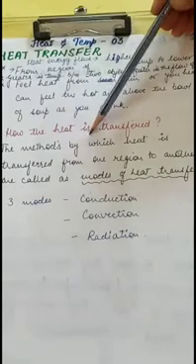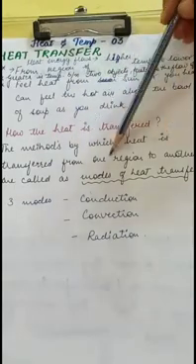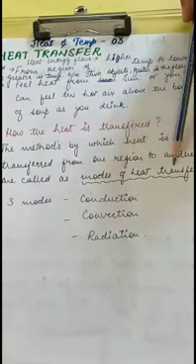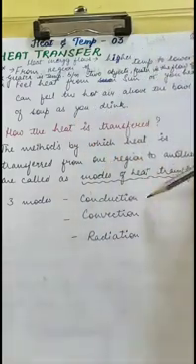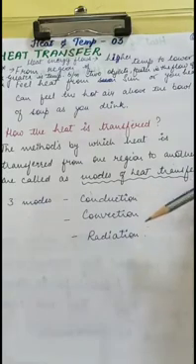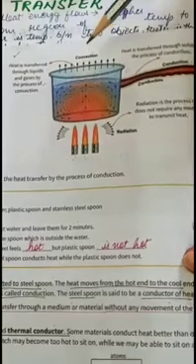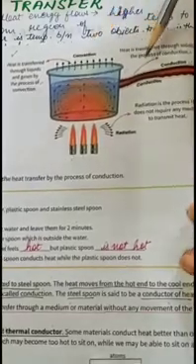The methods by which heat is transferred from one region to another are called modes of heat transfer. There are 3 modes of heat transfer: conduction, convection and radiation. Now, what is conduction, convection and radiation?